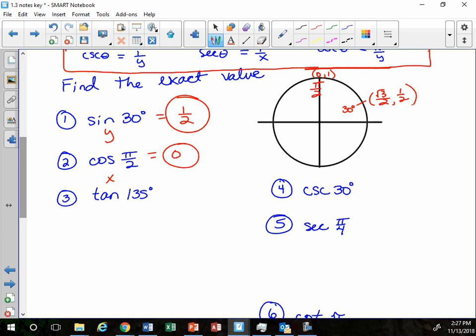All right, so sine and cosine, those are simple, right? You just look, find the place on the circle, tell me the x or the y.